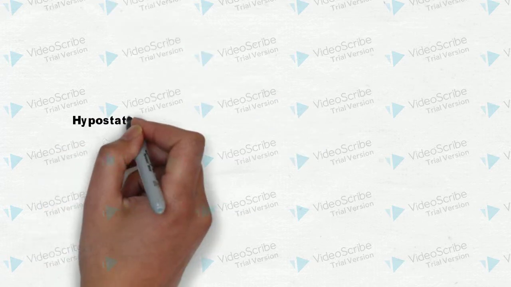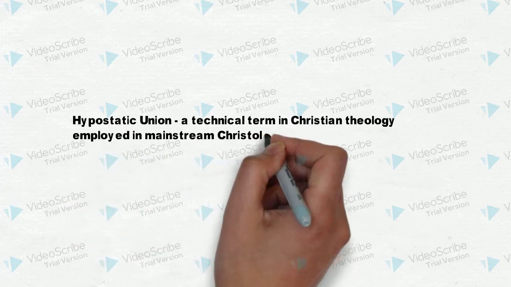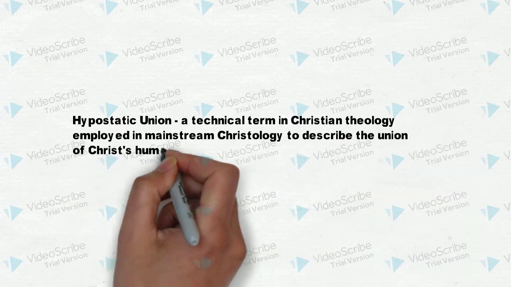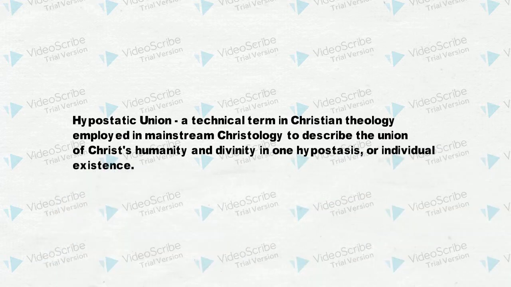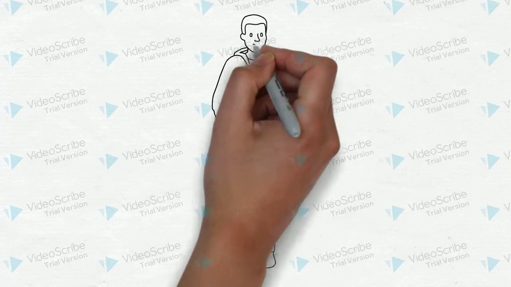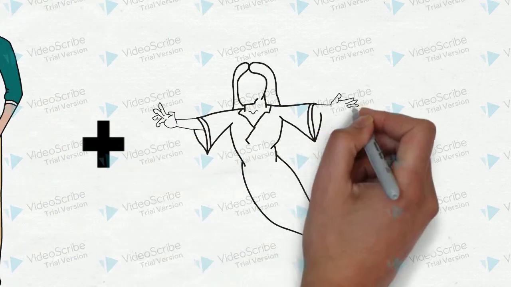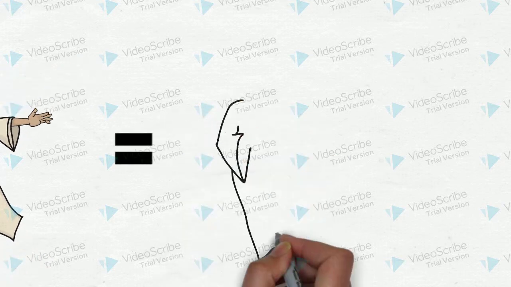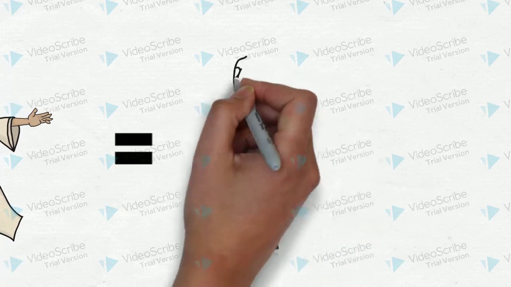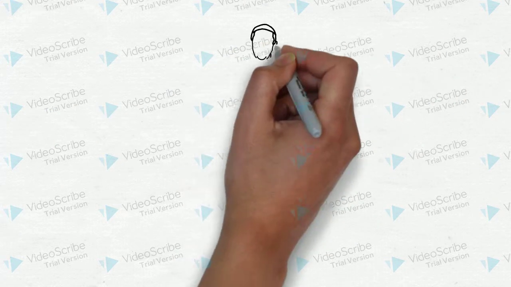Now this is like Jesus' incarnation, also called the hypostatic union, which is a technical term used to describe the union of Christ's humanity and divinity in one hypostasis or individual existence. In this example, humanity and divinity are each one entity. So as Jesus is fully man and fully God at the same time, each entity is equal to 1 in Jesus. Even though 1 plus 1 usually equals 2, in Jesus' case, he was only one being despite being fully human and fully God at the same time.